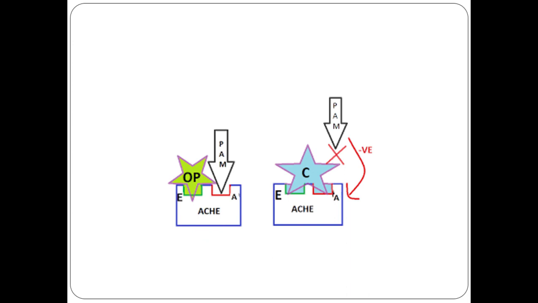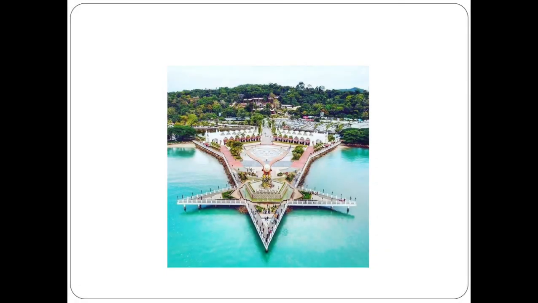This picture represents the action of oximes in carbamate and in organophosphate poisoning. It appears that it has an important role in organophosphate poisoning, but in case of carbamate poisoning, it has no role and must be avoided. I know this picture is an important picture for you in Malaysia.